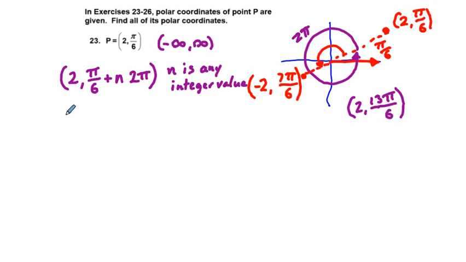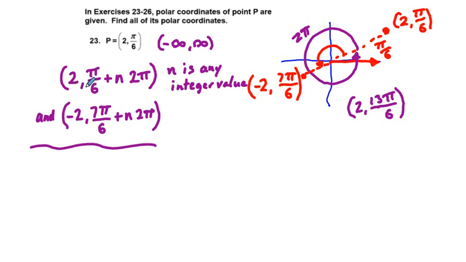So for this one, we would say and also negative 2 comma 7 pi over 6, and we would have plus n times 2 pi. Now sometimes you'll see this written as 2n pi or 2 pi n. So I've seen this done different ways, and so these two polar coordinate pairs written with the n would describe all of the polar coordinates for this point P.